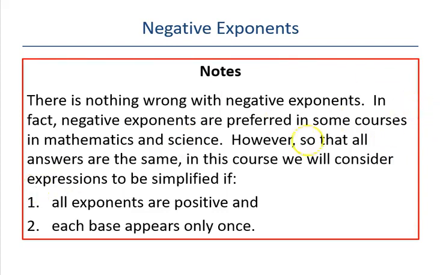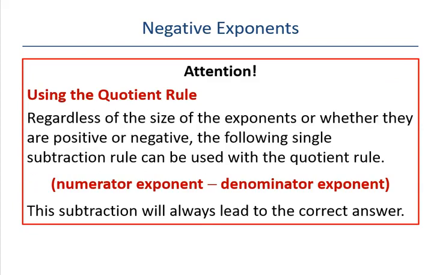Okay, let's continue on with just some notes here. Using the quotient rule, regardless of the size of the exponents or whether they are positive or negative, the following single subtraction rule can be used with the quotient rule: numerator exponent minus denominator exponent. The subtraction will always lead to the correct answer. What they're saying here, I'll do an example. Let's say we have x to the power of 6 all over x to the power of 7. Notice the bottom is larger. Well, you're still going to use the same rule of 6 minus 7, which is going to give us x to the negative 1, which is going to give us 1 over x. That still leads to the correct answer, so be ready for that.